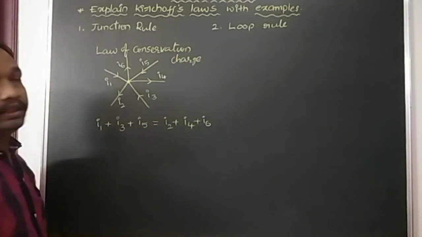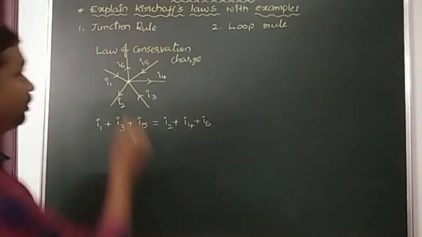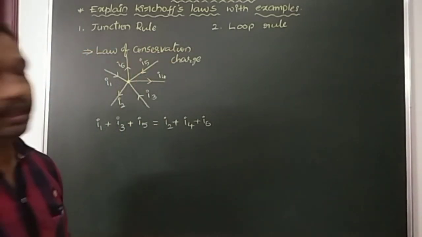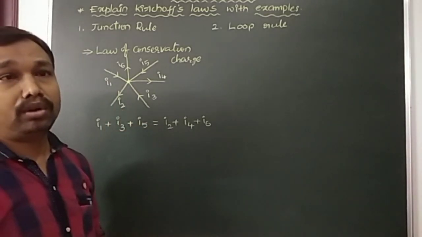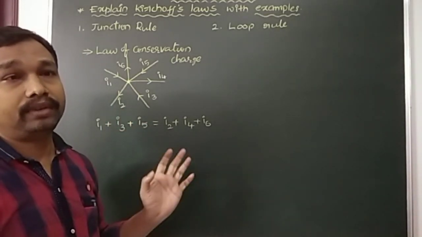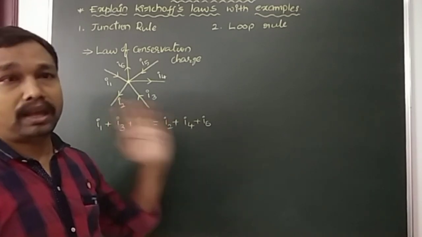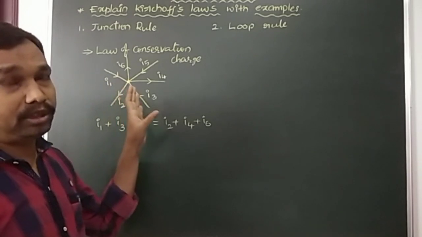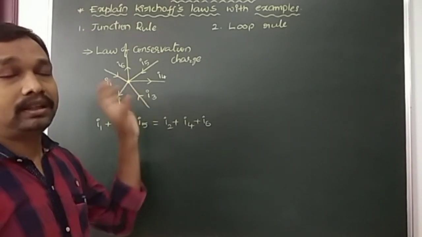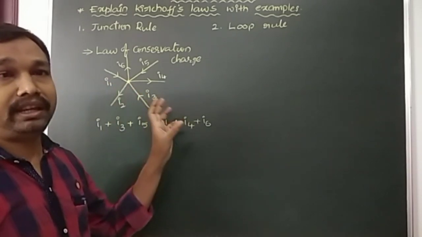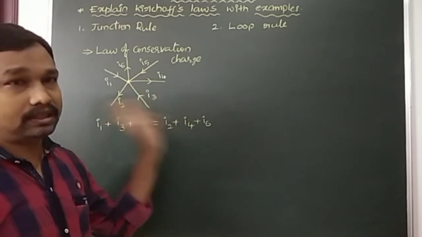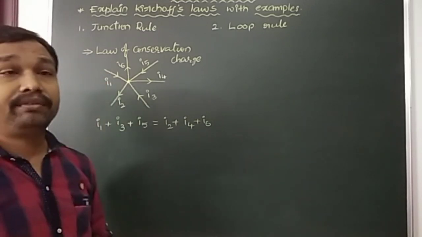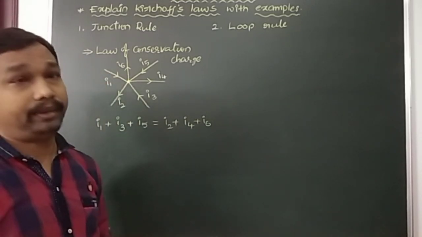Okay, here the junction rule takes place on the basis of law of conservation of charge. Okay, charge neither can be created nor can be destroyed. It will flow from one place to another place. Okay, so the sum of the currents coming toward the junction is equal to the sum of the currents leaving away from the junction. This is junction rule. We can define this junction rule in another way.